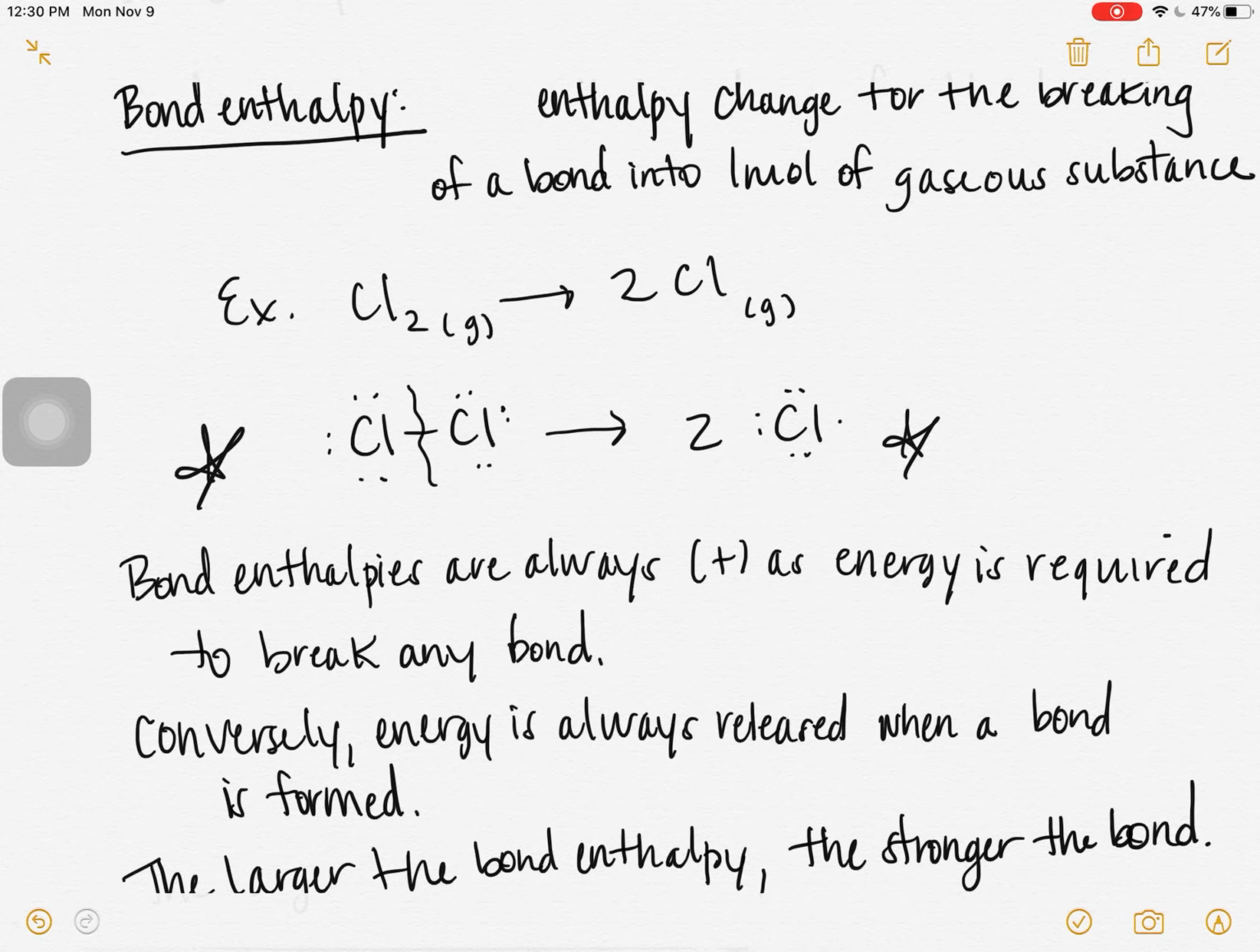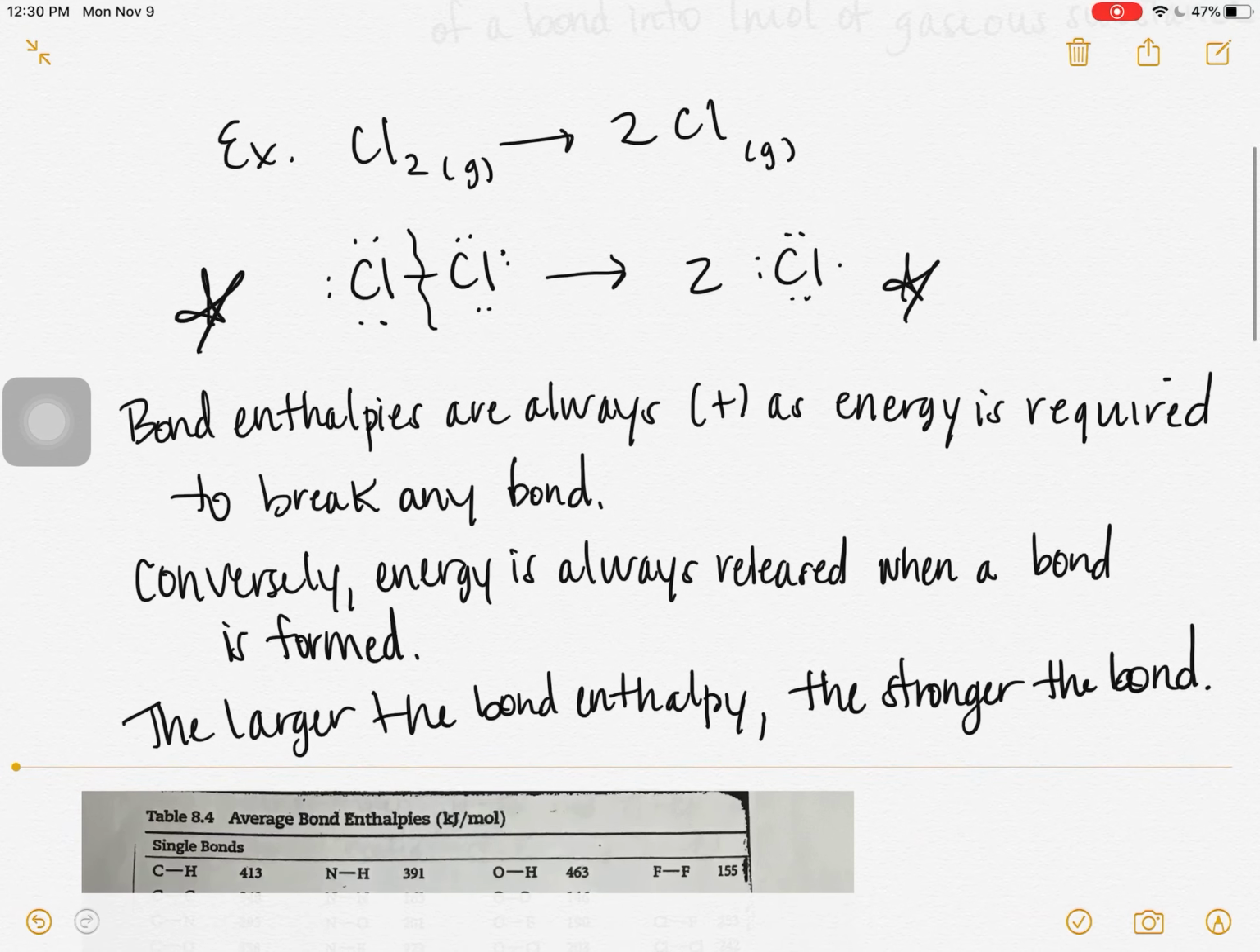Now, as previously discussed in our thermochem discussion, bond enthalpies are always positive because energy is always required to break any bond that we have, no matter which atoms are together. Opposite of that, energy is always released when a bond is formed. So when we have bond formation, energy is released, but when we go to break a bond, we always have to put energy in for that process to happen.